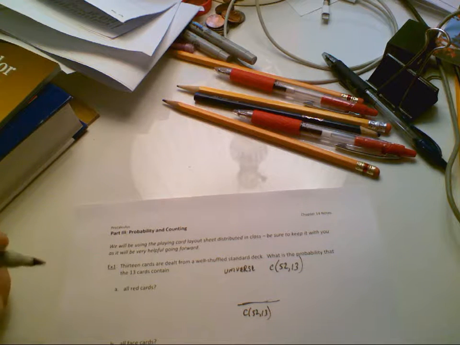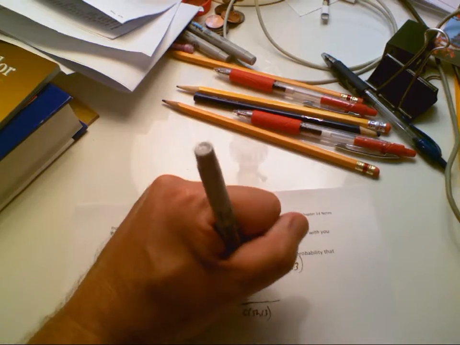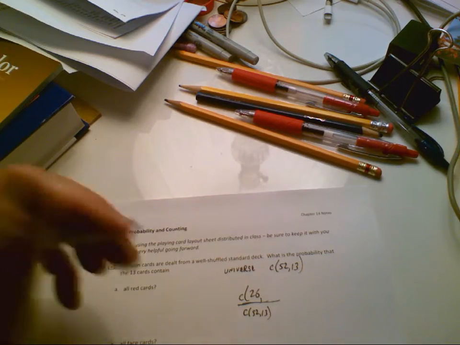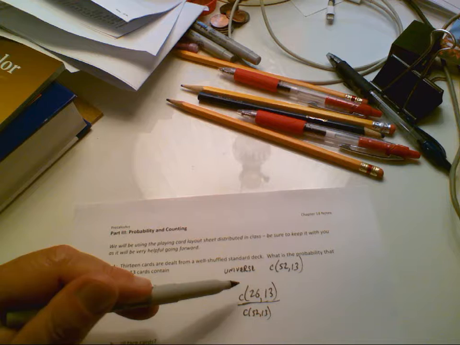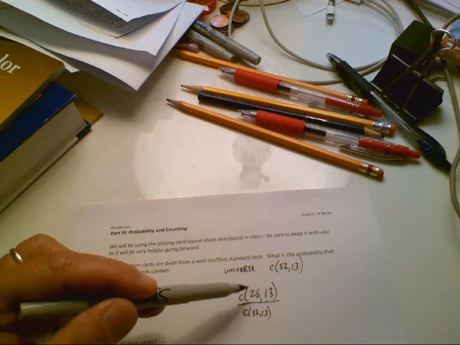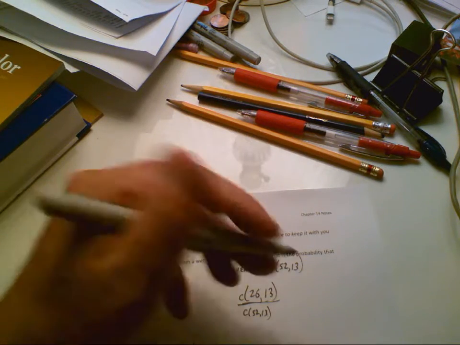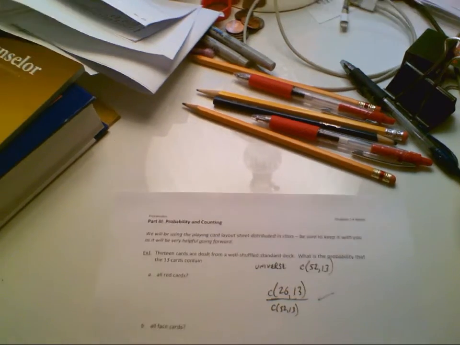So how many ways can I pull 13 red cards? It's a C from how many red cards? 26, comma, how many do I need to pull? 13. That's the number of ways I can get the 13 red cards. Number of our ways divided by total number of ways. There is our answer for the first problem. C(26,13) over C(52,13).